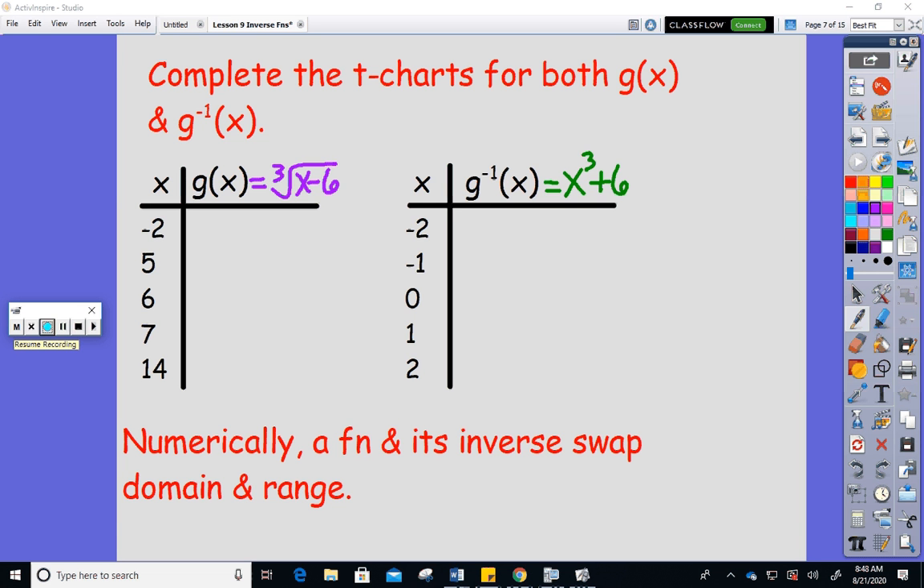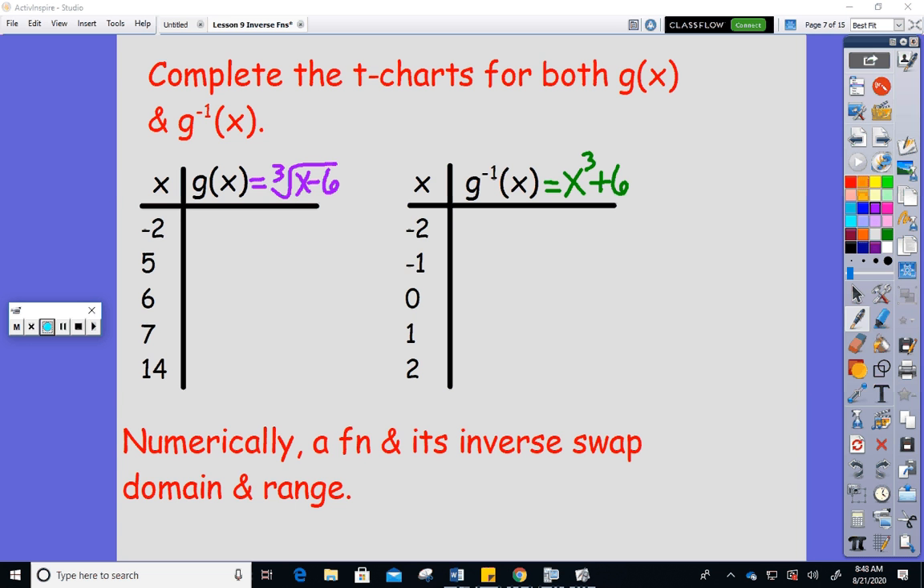All right, so we're going to look at the numerical connection and the graphical connection between a pair of inverse functions. So what I've done is I've set up t-charts for both g of x and g inverse of x. I've also thought, well, if I'm going to take cube roots, it would be nice to take cube roots of numbers that work out real nice and neat because I'm going to plot points later. So I know it's easy to take the cube root of 0. It's easy to take the cube root of 1 and negative 1. It's easy to take the cube root of 8 and negative 8. So I've chosen x values on my purple t-chart that will allow me to take the cube root of those easy values.